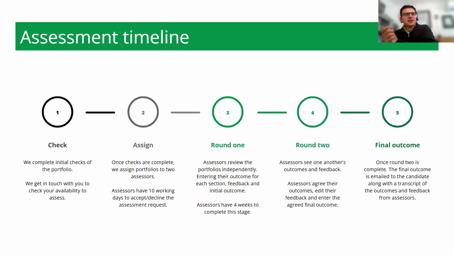I'm not too worried about it. So onto the assessment timeline then. First checks are done by ALT. They'll make sure that the portfolio link that's submitted actually works and has all the sections complete. We do get some portfolios that slip through the net, and if there's a section missing, we normally bounce that back to ALT to follow up with the candidate directly.